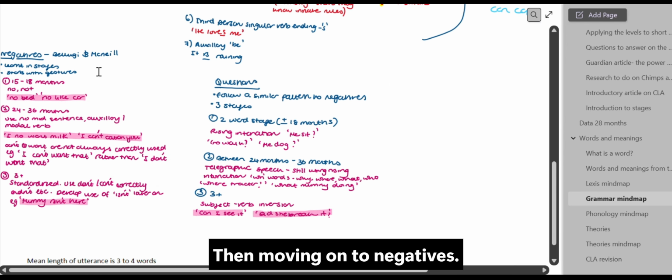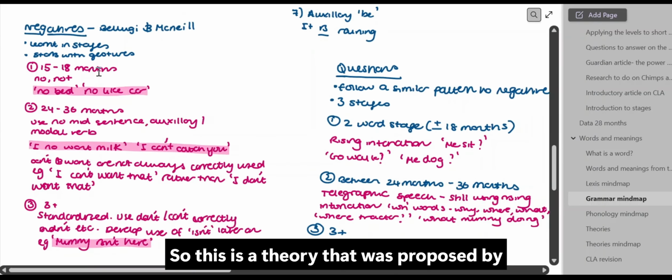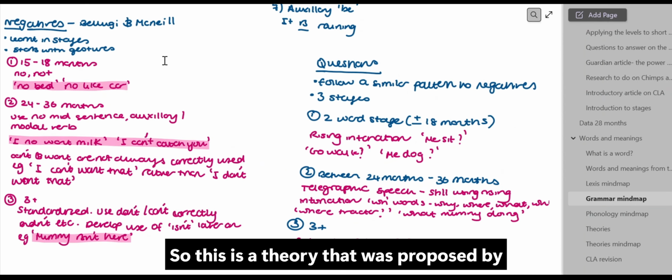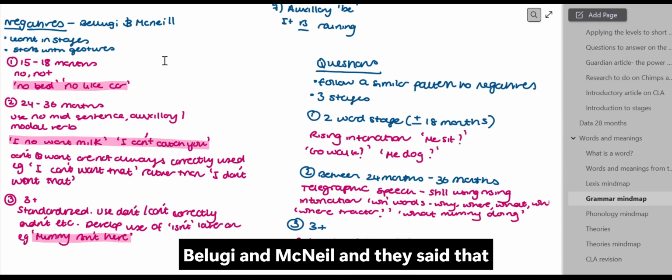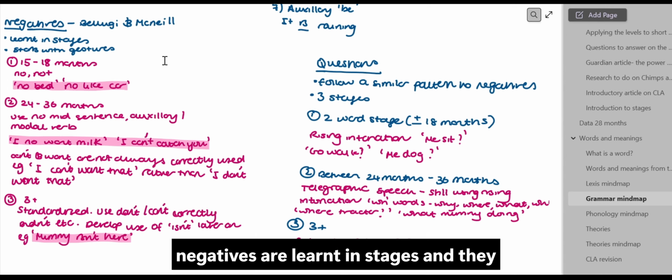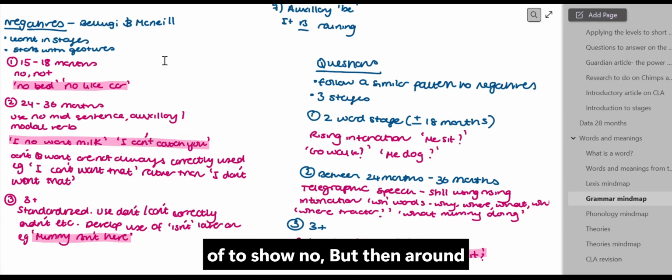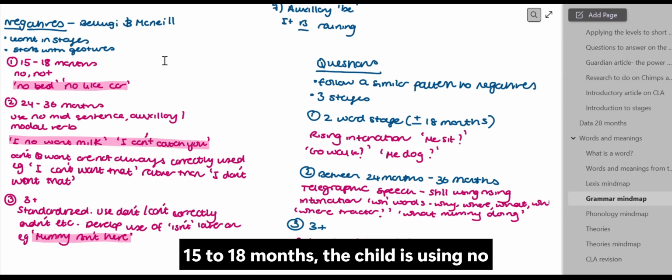Then moving on to negatives. So this is a theory that was proposed by Bellugi and McNeill, and they said that negatives are learnt in stages, and they start with gestures. So children might wag their finger to show no, no, no. But then around 15 to 18 months, the child is using no and not. So no bed, no light car.